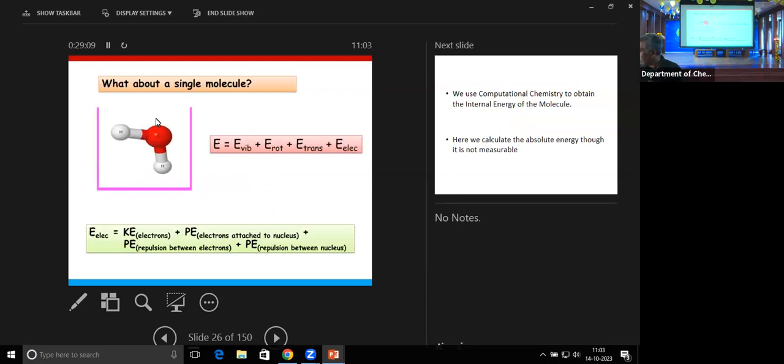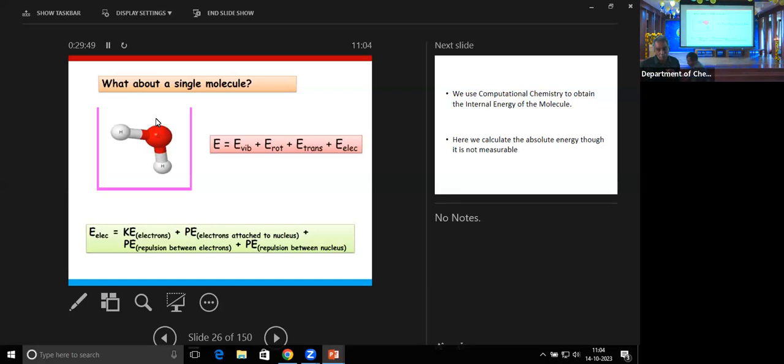What about a single molecule? Let us come to our actual thing, what we are trying to do. What's a single molecule? What is its energy? This is a water molecule, that I think you can recognize, right? Good. What does it have? It is vibrating. It has vibration energy, right? We do not know how much it is. Next, it has rotation energy, it's rotating. It's moving around, that is what you call the translational energy. And then the electronic energy, this is the toughest thing.